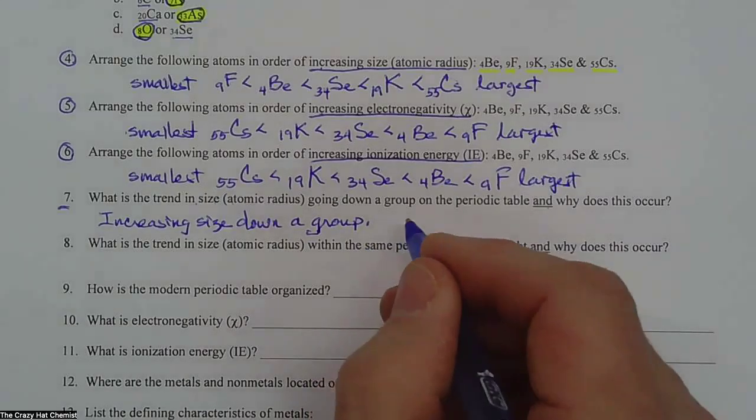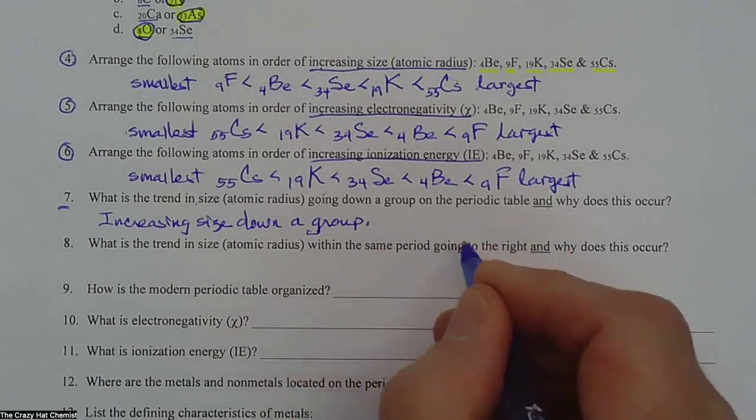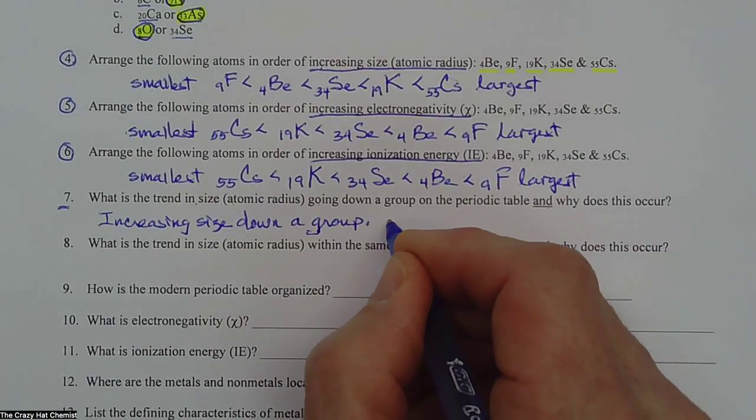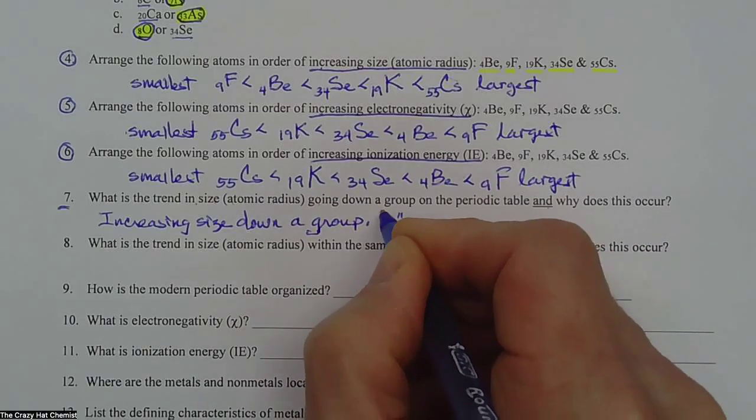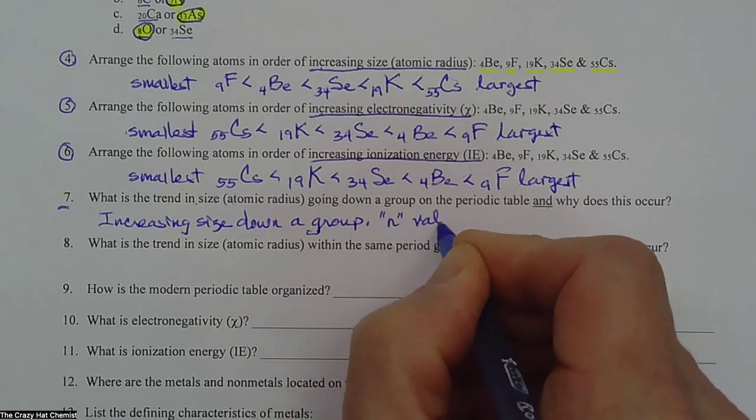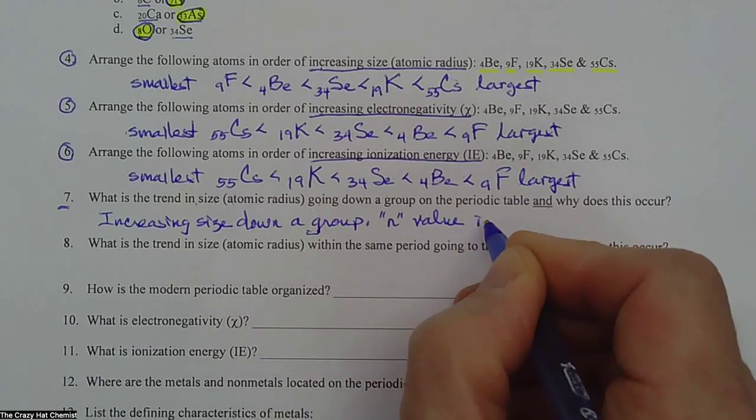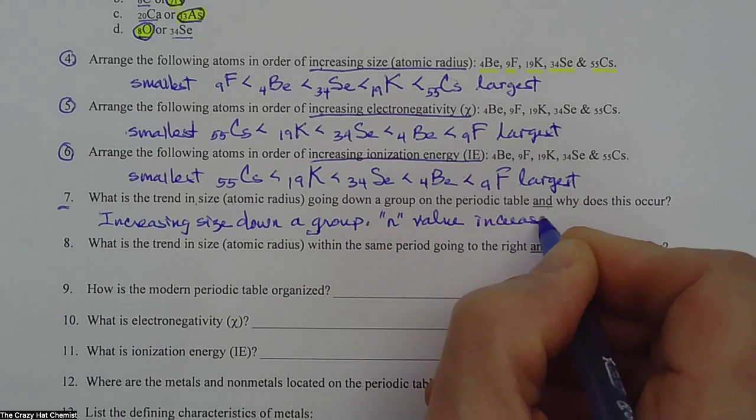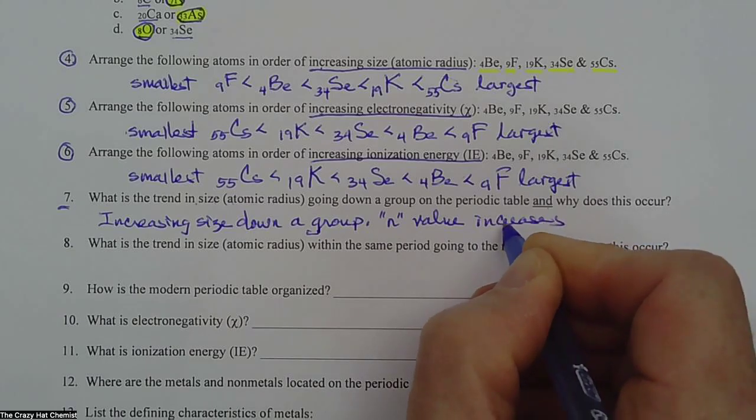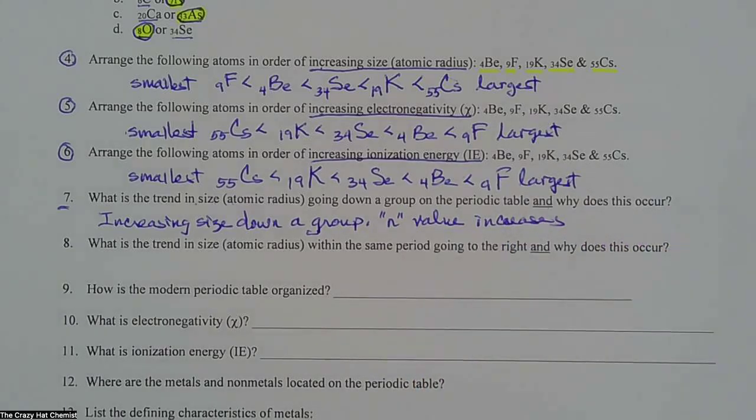And why does this occur? The n value increases, meaning that you're getting farther away from the nucleus. So as you get farther away from the nucleus, you get larger. It's that simple. Okay, next problem, number 8.